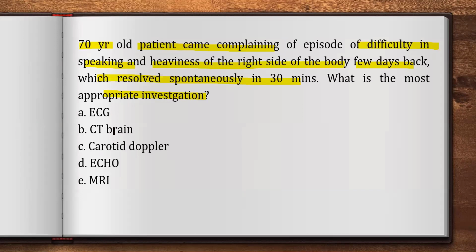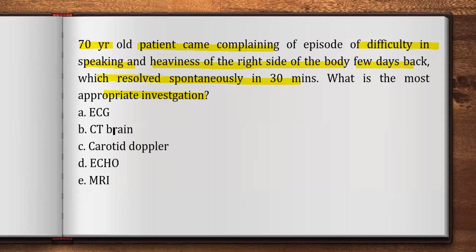In a TIA patient, whatever it is, if it's the most appropriate, we will go for a CT brain first. If CT brain doesn't give us any finding, then you can go for MRI. But usually CT brain should be able to get you what you want.